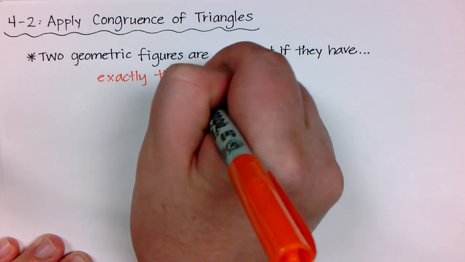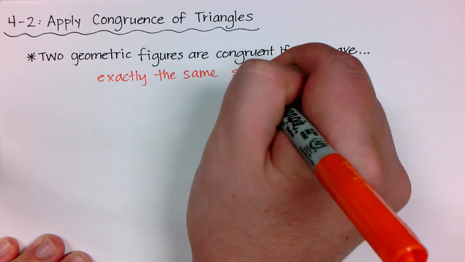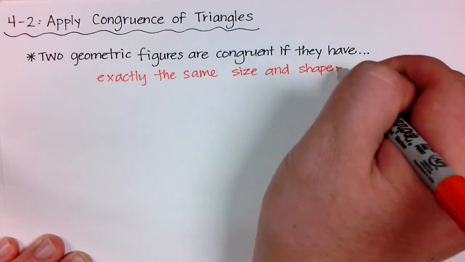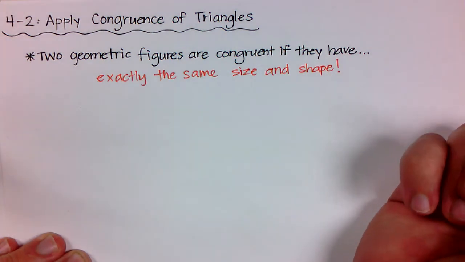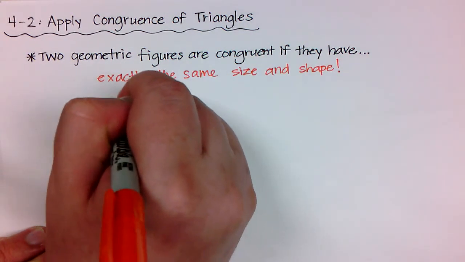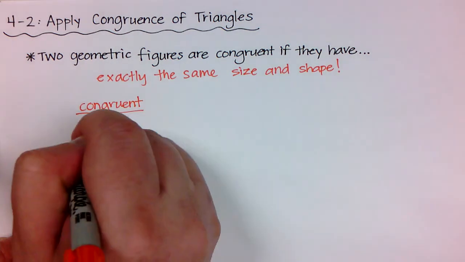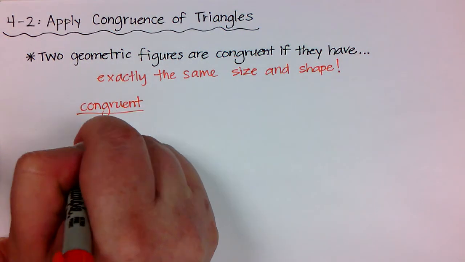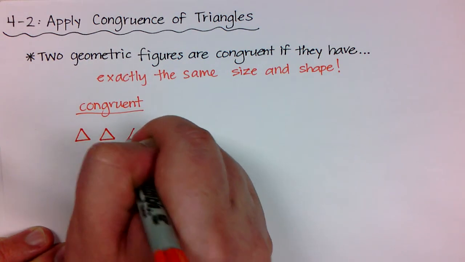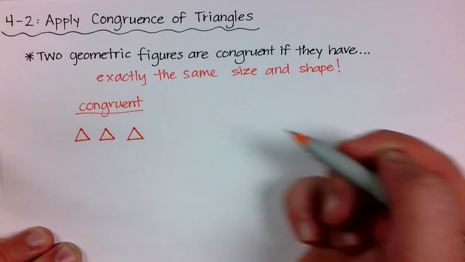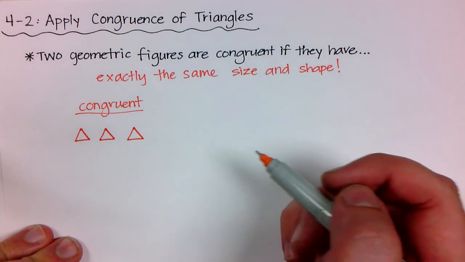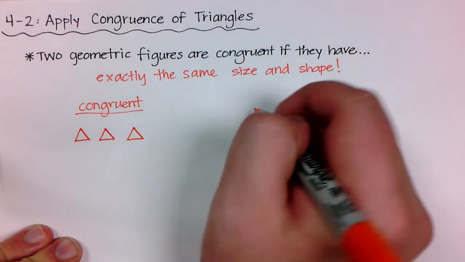Exactly the same size and shape. Okay, and this goes for any congruent figure, but for triangles specifically, they might look like this. I'm going to try to the best of my ability to draw for you some congruent triangles. Typically, we really need to measure them, okay, but just imagine that these are the best of my ability and that these are exactly the same size and exactly the same shape.